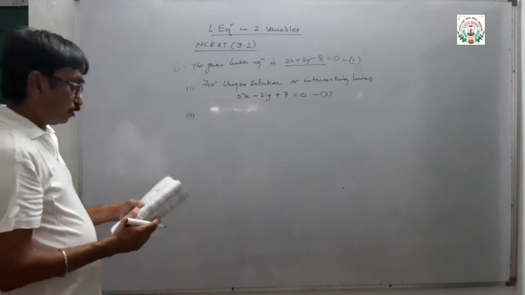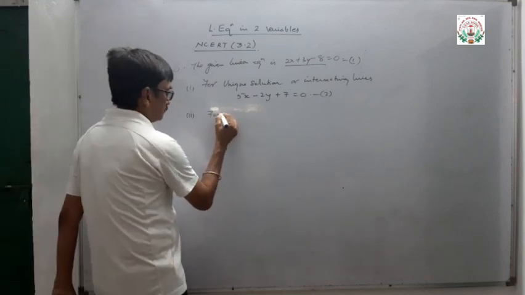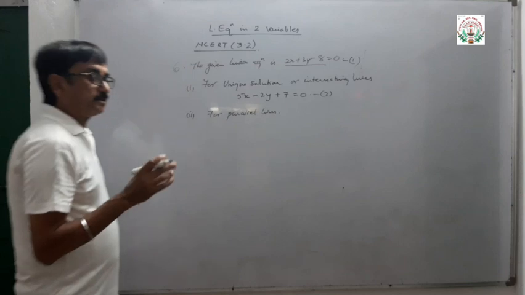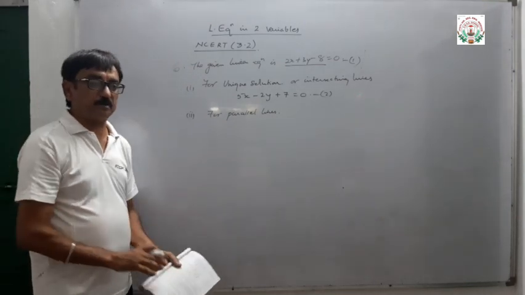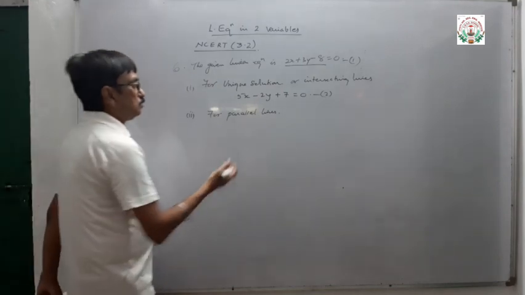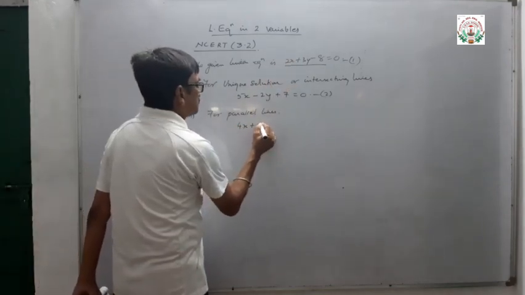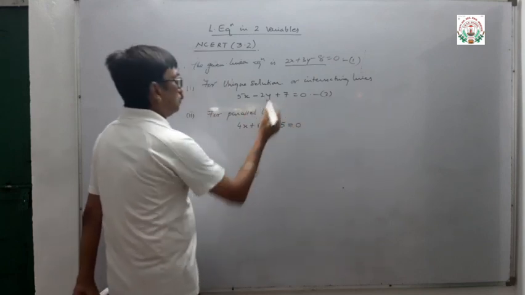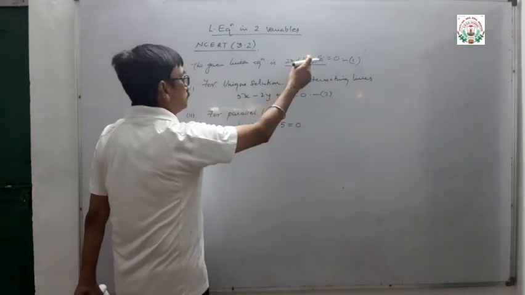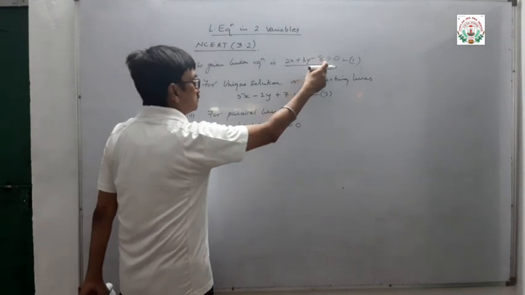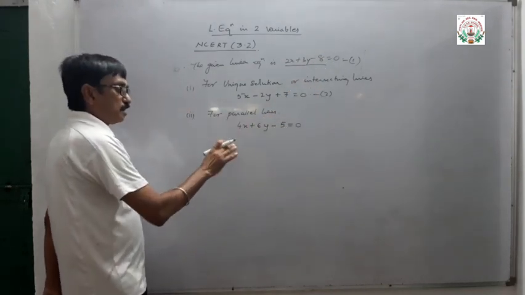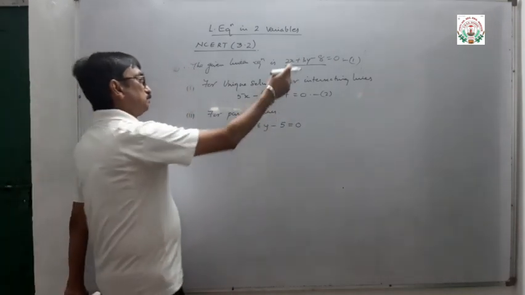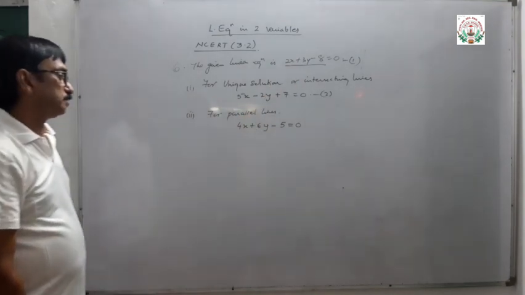And the second one is for parallel lines. As we know, the parallel condition is that a1 by a2 is equal to b1 by b2 not equal to c1 by c2. So what I will take is 4x plus 6y minus 5 equals 0. So 2 by 4 becomes 1 by 2, 3 by 6 becomes 1 by 2, minus 8 by minus 5 is 8 by 5. So here we have a1 by a2 equal to b1 by b2 not equal to c1 by c2. So the graph lines of these two equations will be parallel to each other.